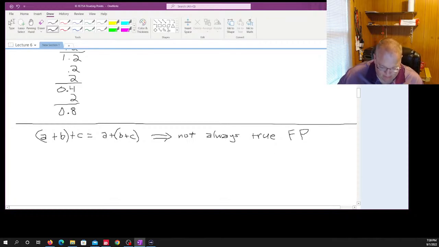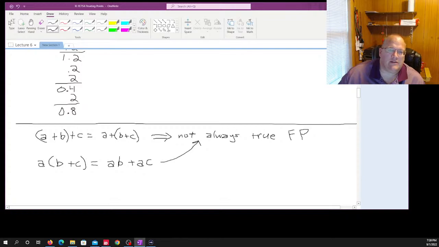The other property that's a problem is the distribution problem. So A times (B plus C) in normal mathematics is equal to A times B plus A times C. This isn't always true either. That's because in our addition, sometimes we throw things away differently. Also in our multiplication, we sometimes lose some of that accuracy in different ways depending on the operation.